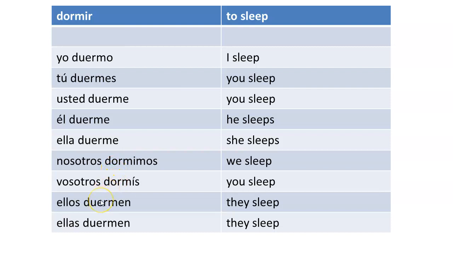But in all the other forms, you see where the O changes to UE, and that's why we call it a stem changing verb, because when you remove the ending, the IR ending, what you're left with is the stem, and the stem will change in some of the forms. Okay, so let's go ahead and start the practice.